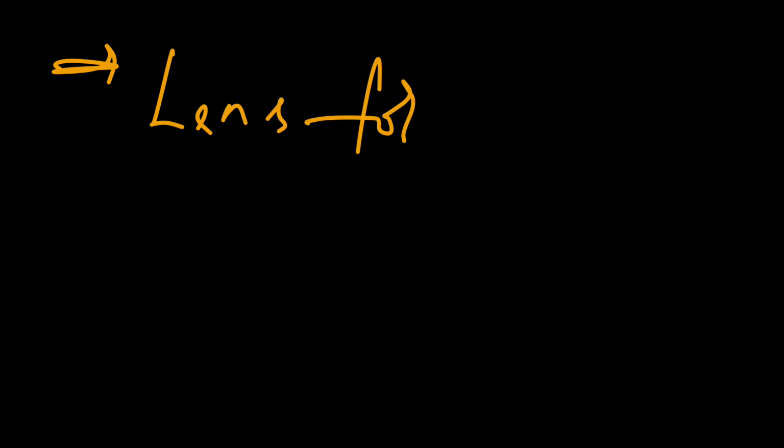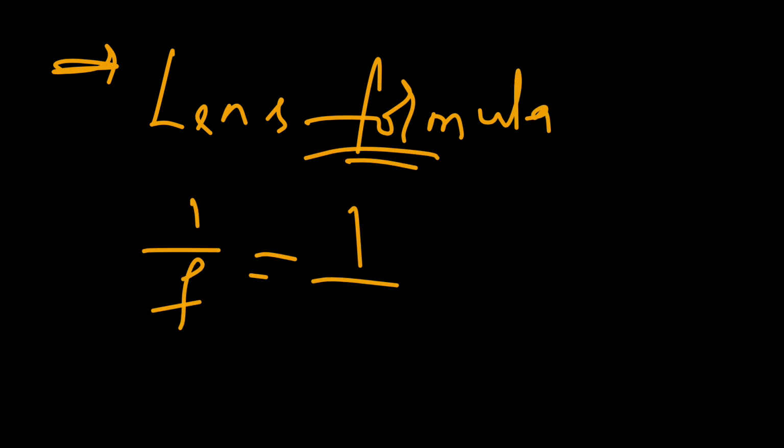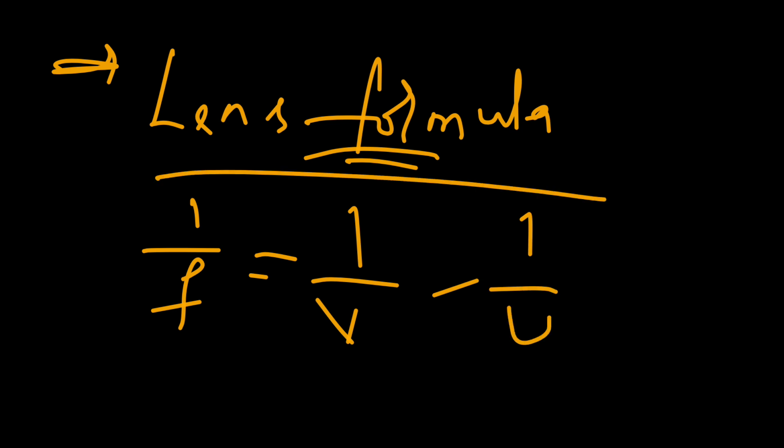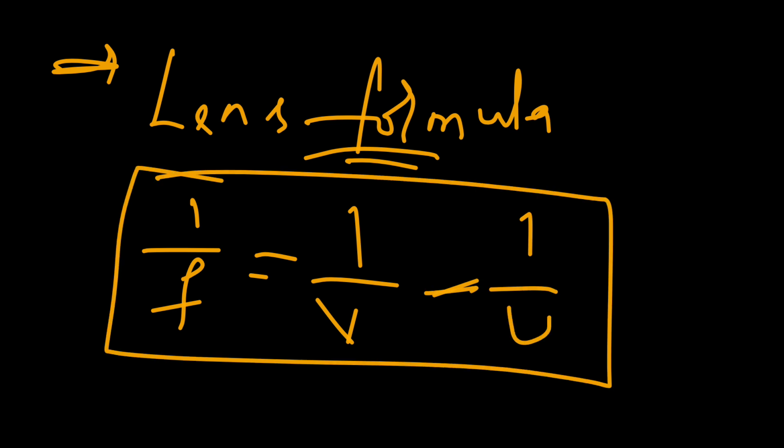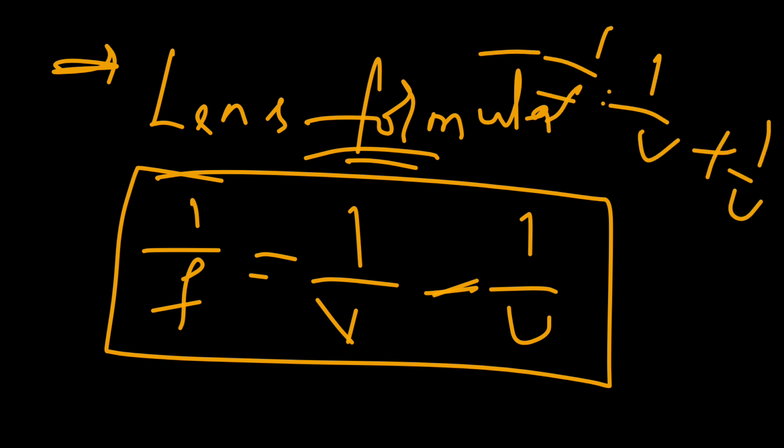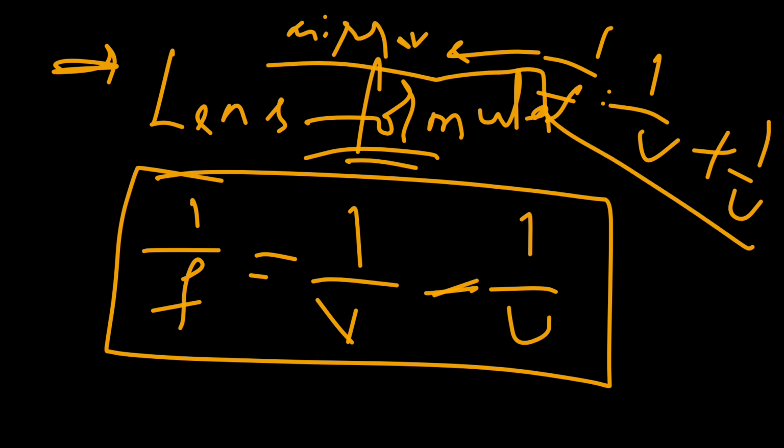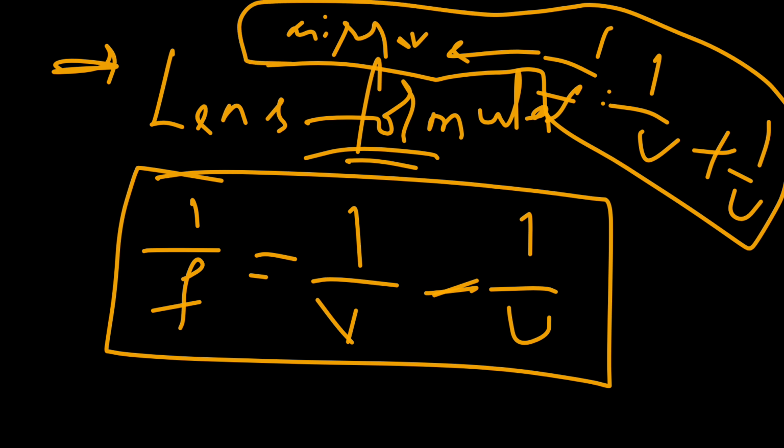Let's look at the lens formula. The lens formula is 1 by f equals 1 by v minus 1 by u. The minus indicates the lens formula. If there is a plus, 1 by v plus 1 by u, it becomes the mirror formula. Do you remember the mirror formula? The mirror formula is 1 by f equals 1 by v plus 1 by u. The lens formula is 1 by f equals 1 by v minus 1 by u. Here f means focal length, v means image distance, and u means object distance.